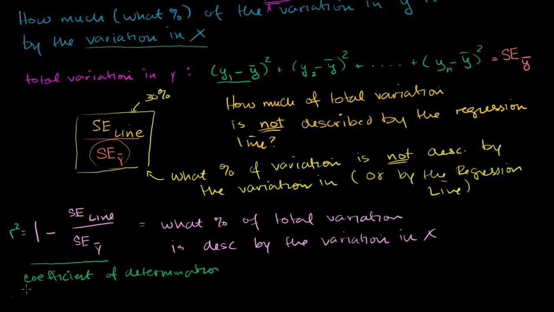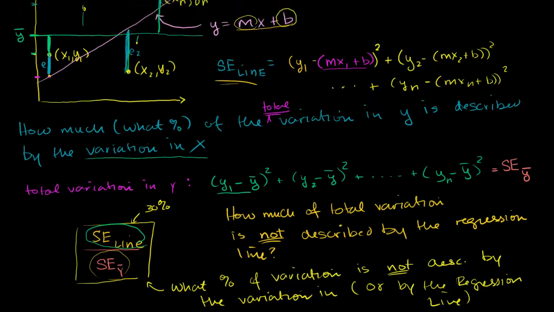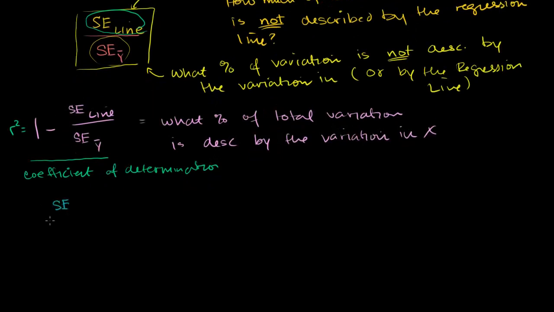Now, let's think about it. If the squared error of the line is really small, what does that mean? It means that these errors right over here are really small, which means that the line is a really good fit. So let me write it over here. If the squared error of the line is small, it tells us that the line is a good fit.